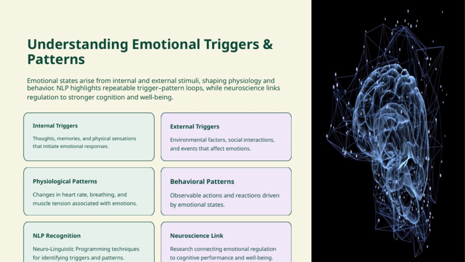NLP emphasizes that these pattern loops are often repeatable, meaning once we recognize them, we can work to change the cycle. Meanwhile, neuroscience shows us that when we learn to regulate our emotions effectively, it leads to stronger cognition and better overall well-being. So, by understanding emotional triggers and patterns, we gain the tools to manage our responses better, improve our mental clarity, and support our overall health. This is a fundamental part of the overall theme, using science and practical techniques to enhance emotional intelligence and resilience.